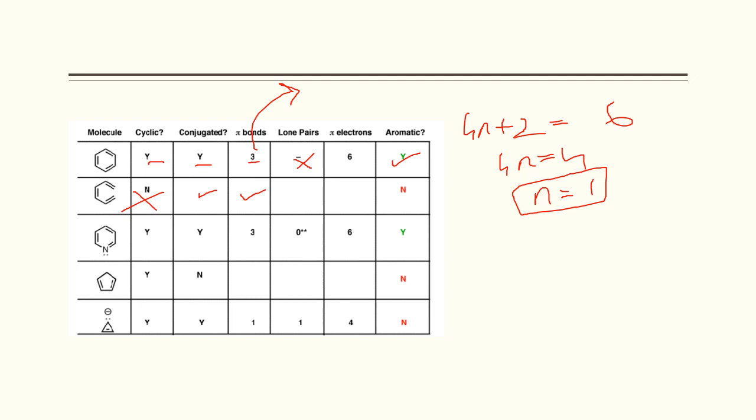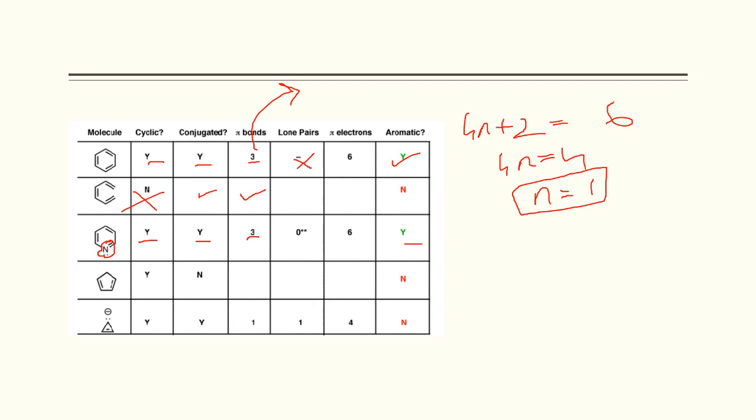Here it's a pyridine ring. Is it cyclic? Yes, it is. Don't worry that there is an extra nitrogen. It is a heterocyclic ring. Planarity is essential, but it's okay if it's heterocyclic. It will still be aromatic. Conjugation? Yes, there are alternate single and double bonds. How many pi bonds are present? 3 pi bonds. There is one lone pair of electrons as well on nitrogen. So again, 4n plus 2 is equal to 6. So for pyridine also n is equal to 1.